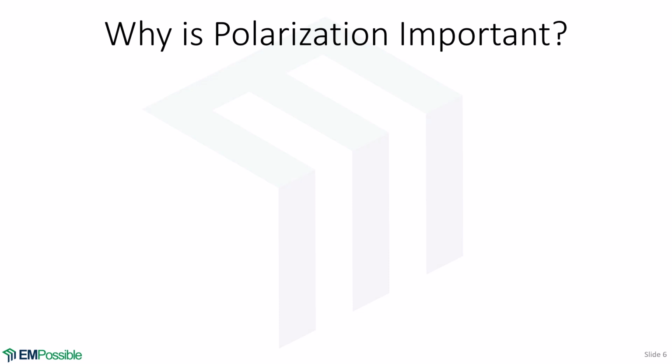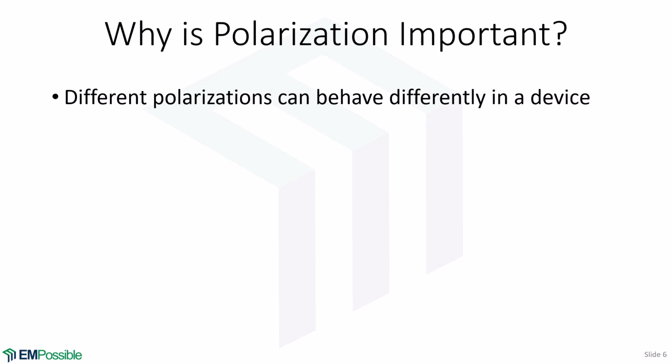Before moving on, I want to talk about why polarization is even important. The first two bullets really summarize everything here, but I have a few more that I'll add. But the big thing is the electromagnetic fields will behave differently around a device depending on its polarization. So just by illuminating the same device with a different polarization, we can get a different response out of that.